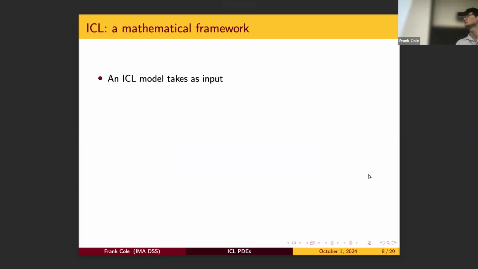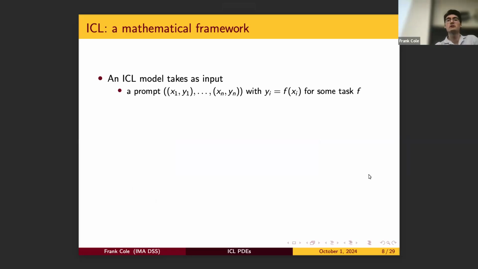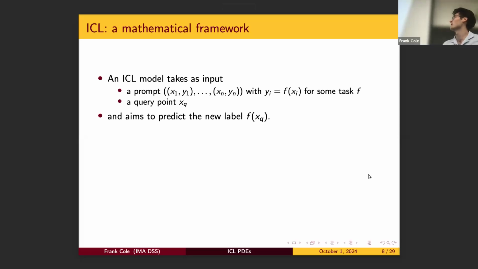And so that was sort of a perspective from NLP. A more mathematical framework is to describe a task you want to solve as a function. And in this case, an in-context learning model will take as an input a prompt just consisting of some labeled examples corresponding to the task and a query point that you want to find the label for, and the output of the in-context learning model hopefully corresponds to the label of the query point.